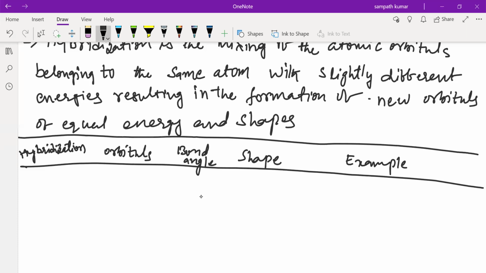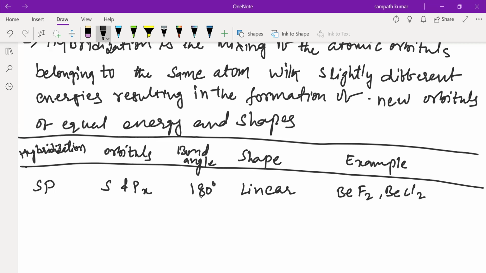The first hybridization is one s orbital and one p orbital, that is sp. Here one s orbital and the px orbital undergo hybridization. The bond angle is 180 degrees. What is the shape of the molecule? Linear. An example for this is BeCl2, beryllium chloride.